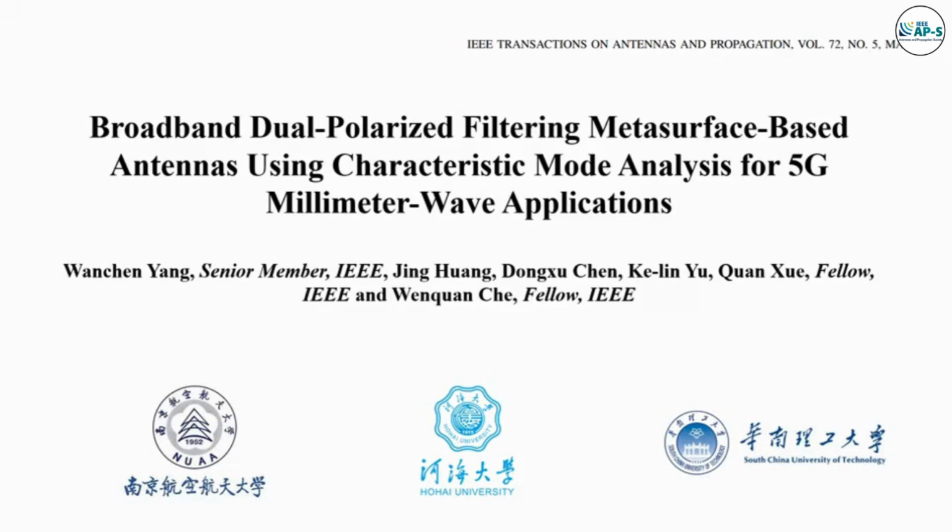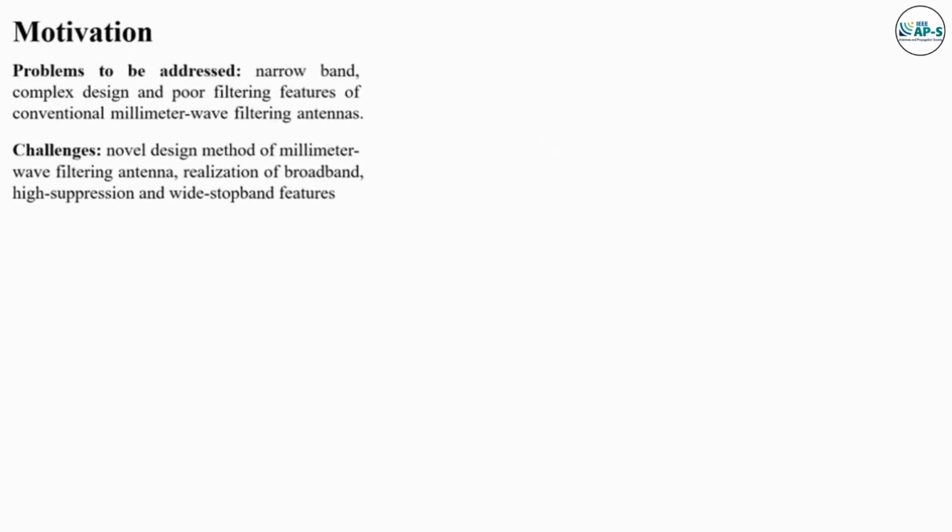In this video, we briefly introduce the broadband dual-polarized filtering metasurface-based antennas using characteristic mode analysis for 5G millimeter wave applications. The reference work can be found in IEEE Transactions on Antennas and Propagation. For the millimeter wave filtering antenna, it is a big challenge to utilize a novel design method to realize broadband, high suppression and wide stopband features. Characteristic mode analysis is a novel method to provide guidance for designing filtering antennas.